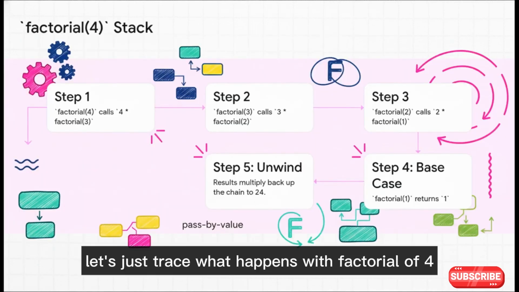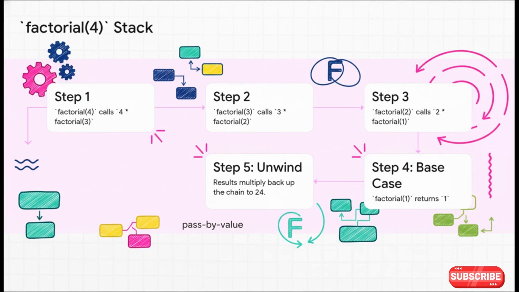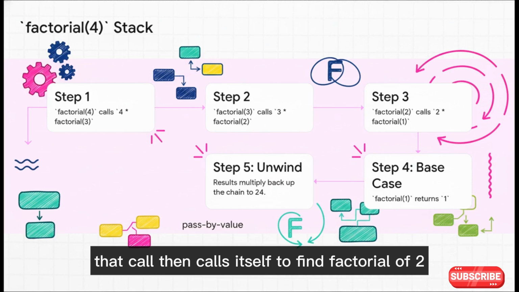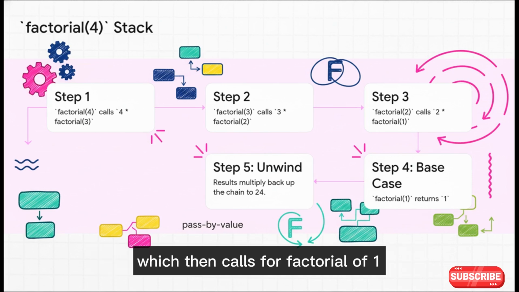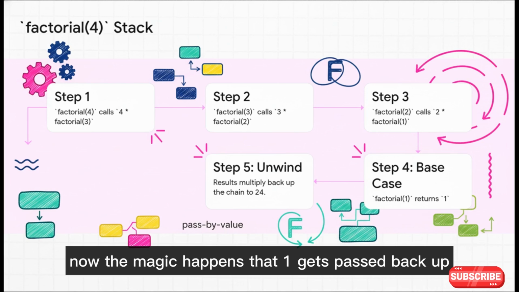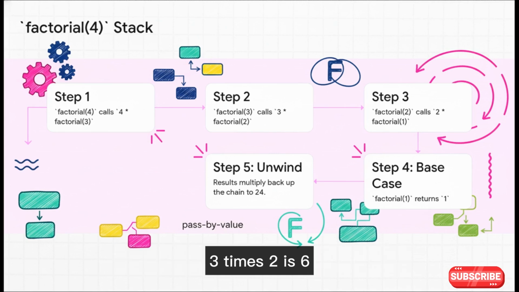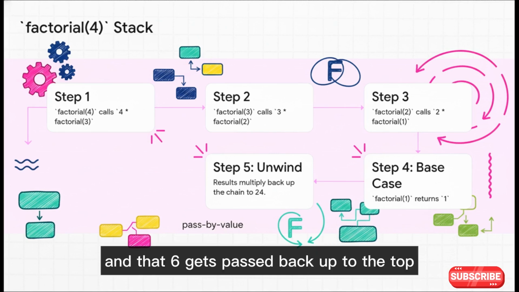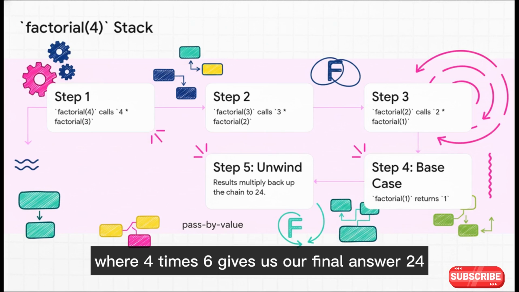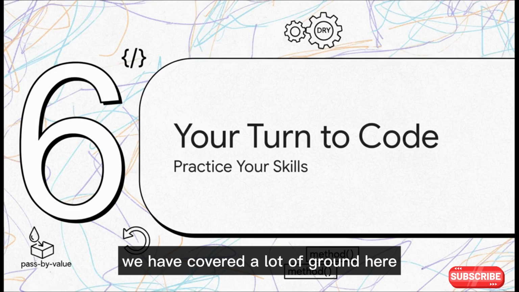Let's just trace what happens with factorial of 4. First, it calls itself to figure out factorial of 3. That call then calls itself to find factorial of 2, which then calls for factorial of 1. And boom, we hit our base case. Factorial of 1 just returns the value 1. Now the magic happens. That 1 gets passed back up, so 2 times 1 is 2. That 2 gets passed up, 3 times 2 is 6, and that 6 gets passed back up to the top, where 4 times 6 gives us our final answer, 24. It just unwinds itself.